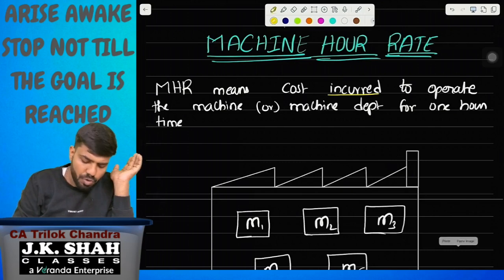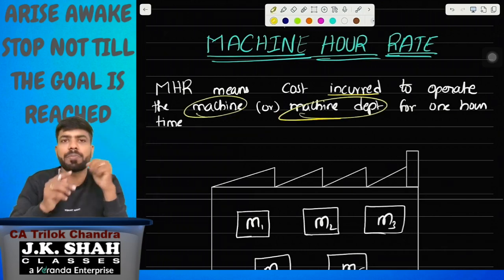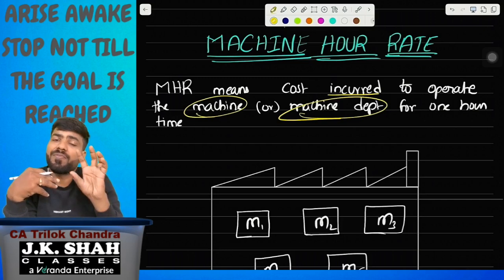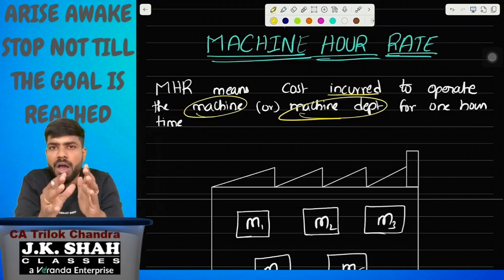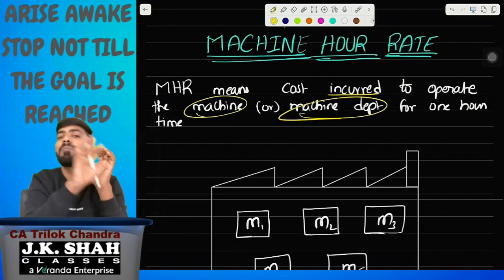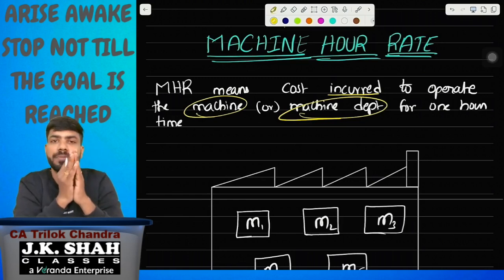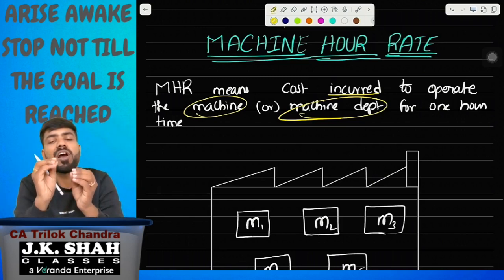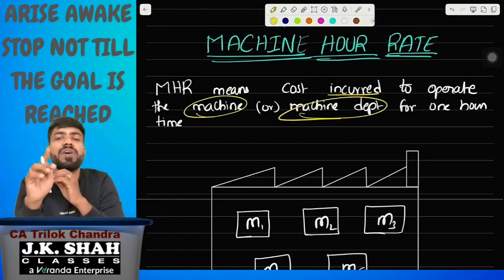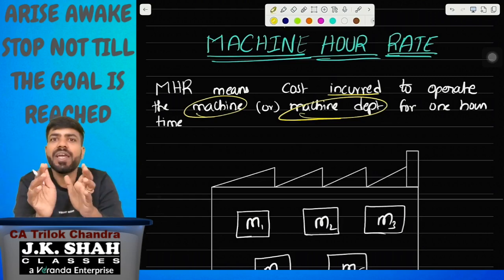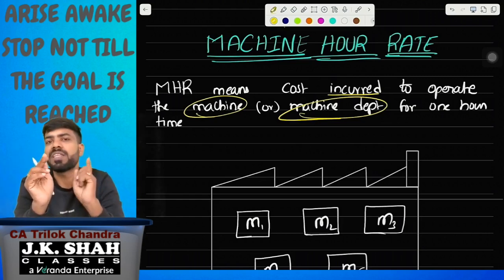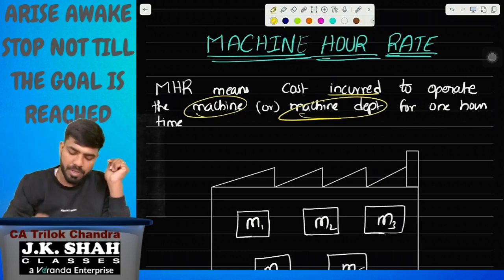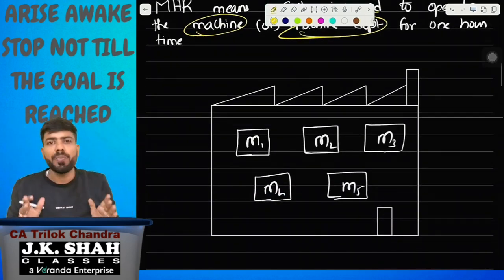As I have written here, look at this. Expense incurred to operate the machine or machine department. Why am I writing both? Either we can calculate for one single machine, or we can calculate for the entire machine department. If you take the entire machine department, we will call it the cost incurred to operate the machine department for 1 hour time. If you take one single machine, it is the expense incurred to operate the machine for 1 hour time.